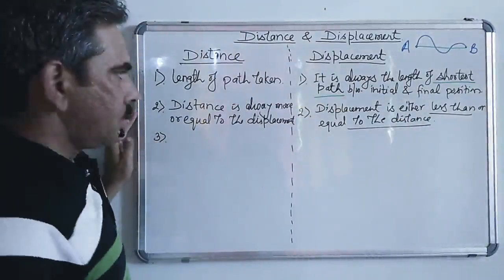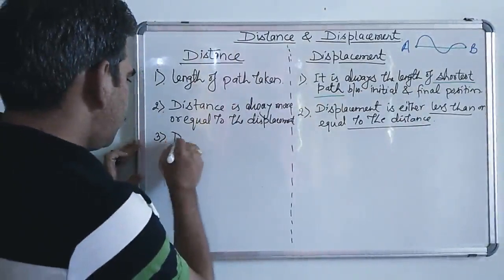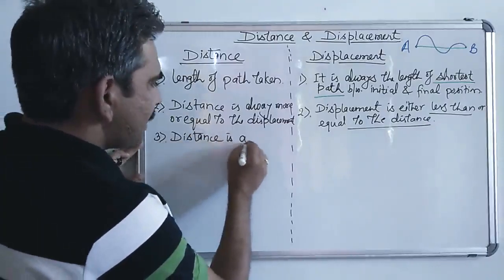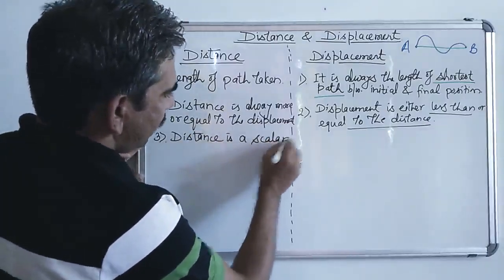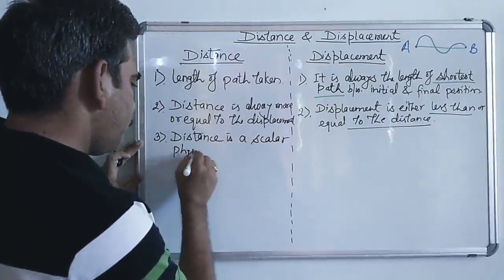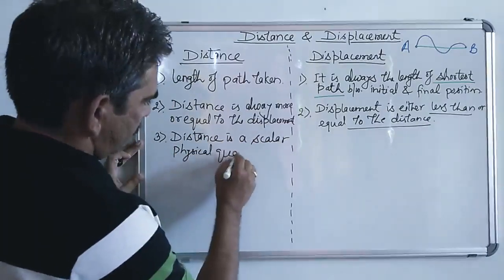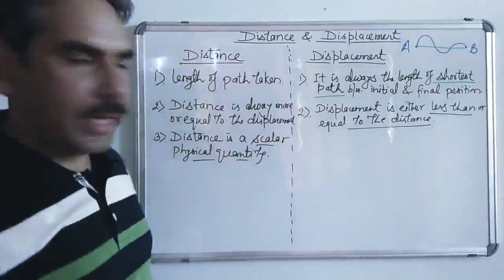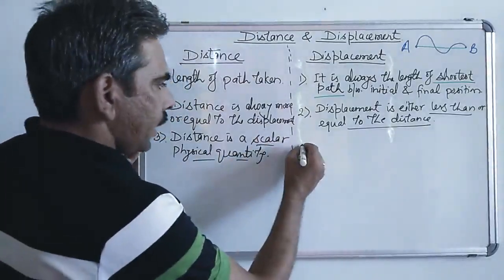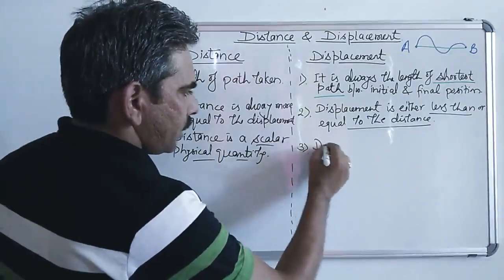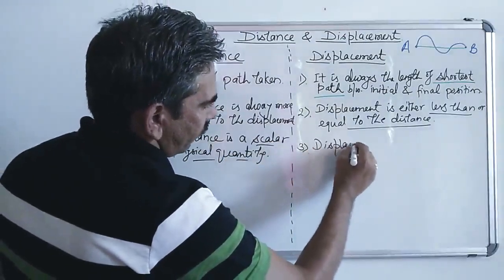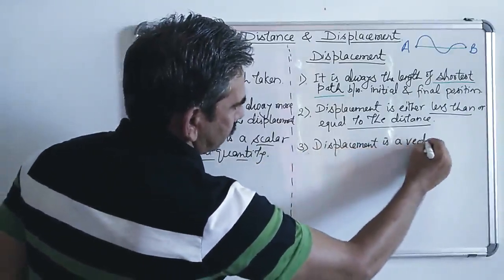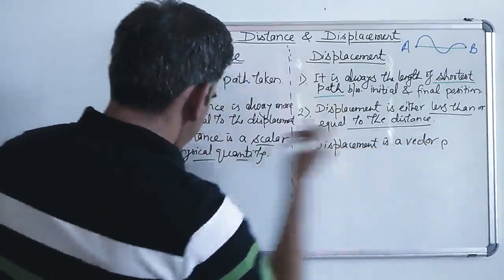Third point of difference: distance is a scalar physical quantity. We already understand what a scalar quantity and what a vector quantity is, whereas displacement is a vector physical quantity.